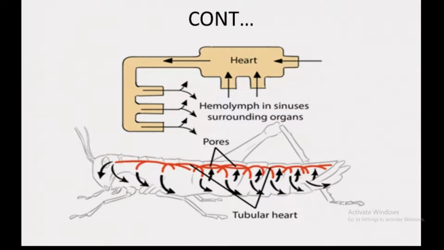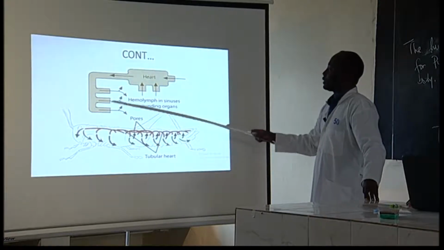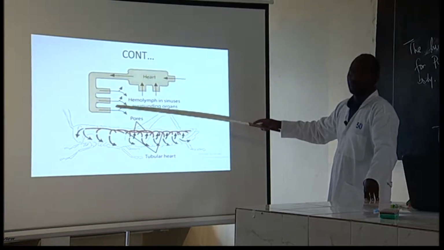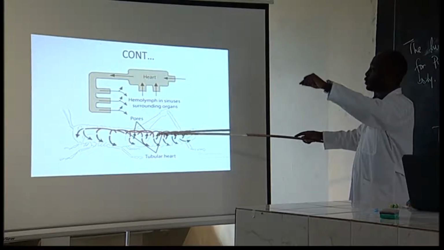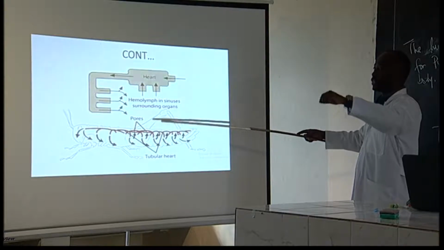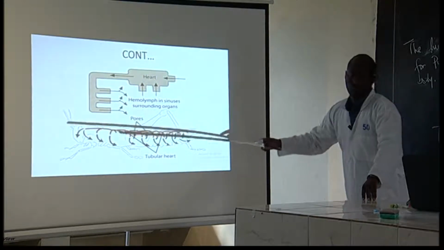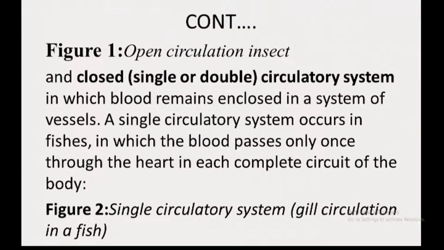We have the heart. This is open-ended. So the lymph fluid must be in direct contact with the body cells. The surrounding interstitial fluid, which is surrounding these cells, must be in direct contact. The blood does not move in closed vessels. This is an insect, and this is a tubular heart. The heart is tubular, and it has openings that connect and transport nutrients to the cells, because the cells need oxygen and nutrients if they are to survive. So that is an example of an open circulatory system in an insect. The diagram above was an open circulatory system.